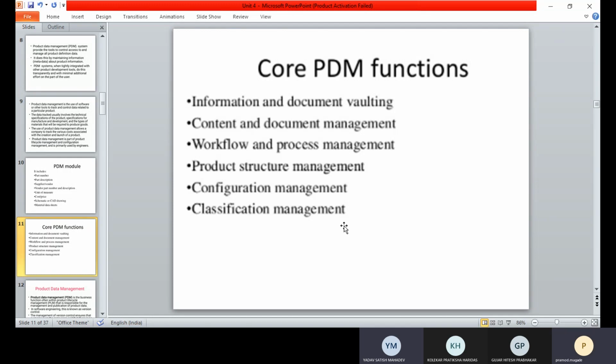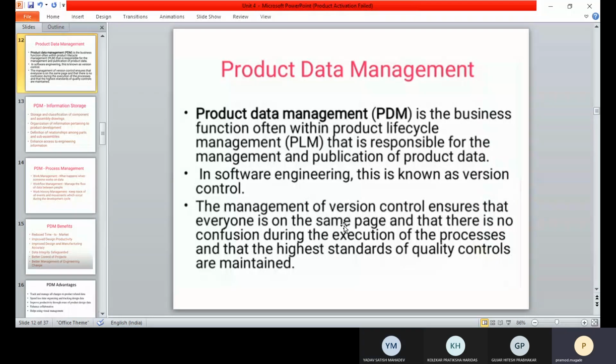Done, sir. Okay. Now, about product data management, there is another definition which I like, so I have mentioned it here. You can write it or not, no problem. I am going to share the slide. Product data management is the business function, often within the product life cycle, that is responsible for the management and publication of the product data. Of course, according to the process flow which we have seen in the previous slide, we must define it, and then we can publish the product.